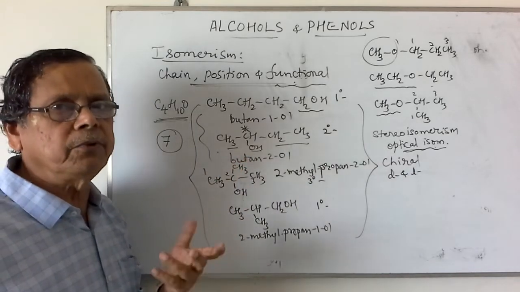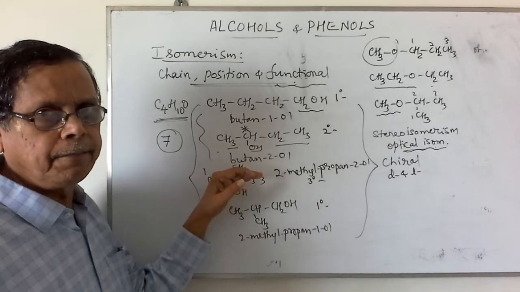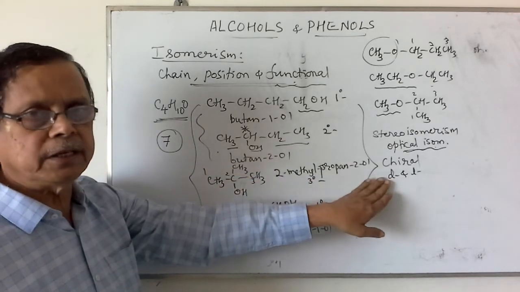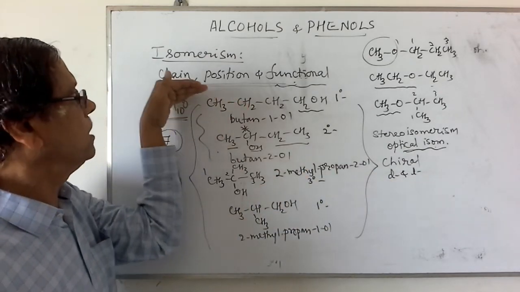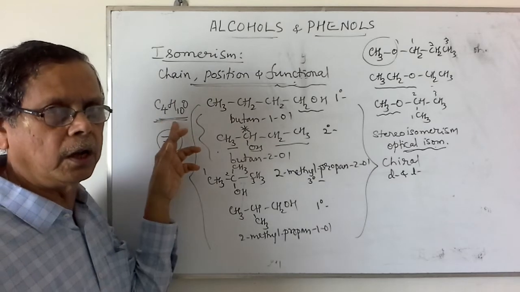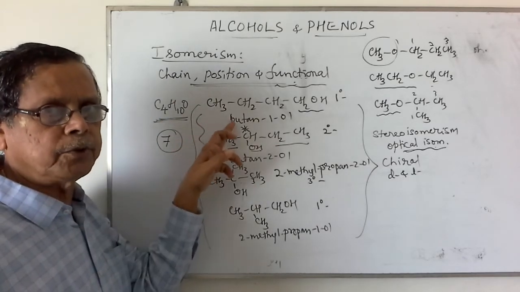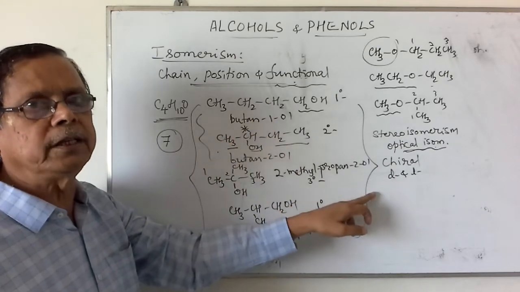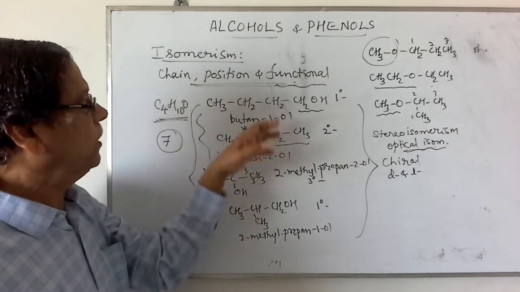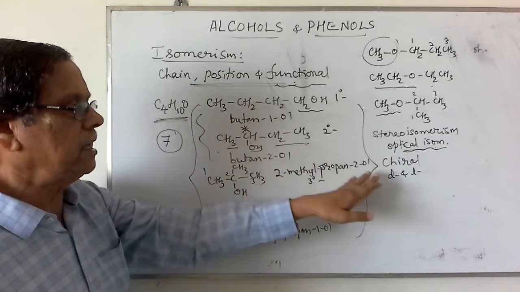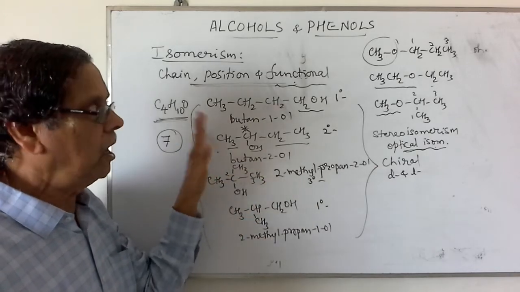So depending on the question, we have to give the answer. Number of structural isomers, 7. Including the optical isomerism or stereoisomerism, totally 8. Only chain and position isomers of the alcohol, 4. Chain and position isomers of the alcohol including the stereo, 4 plus 1, 5. Or if the total number of isomers is asked, it is 8. So that is the introduction regarding the alcohols.